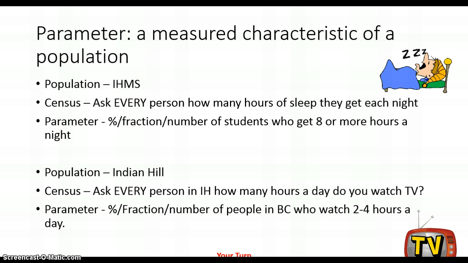Now it's your turn. Look back at your population. You've written an example of the sample of that population and a statistic you could have gotten from that population. Then you wrote an example of a census you could have taken on that population. Now give an example of a parameter you might have gotten from your census.